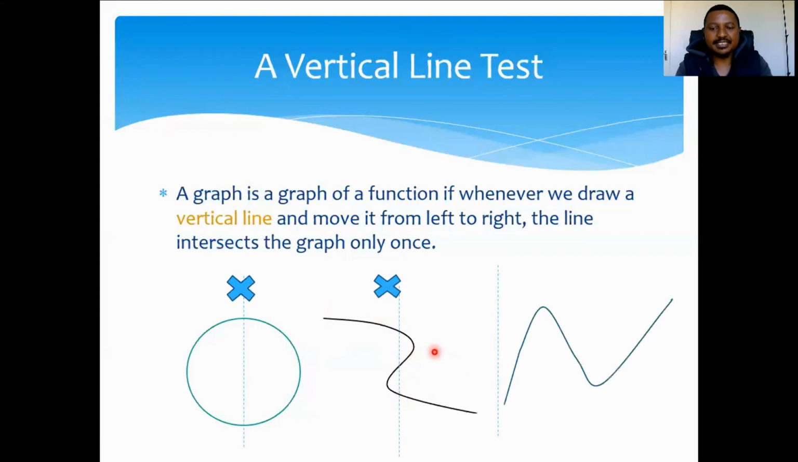Lastly, but not least, if we have a graph like that, which I believe some of you have seen and some of you are seeing for the first time, again we can use our vertical line test to test whether this is a graph of a function. If we move that line from left to right, we can see there is no way that the line intersects this graph more than once. So this one is what we're looking for: a graph of a function.